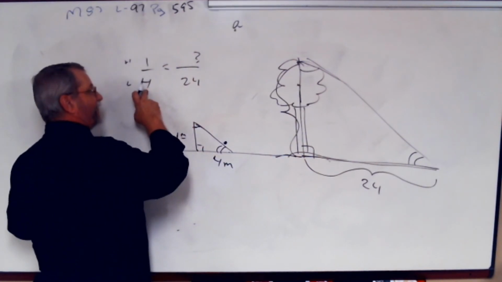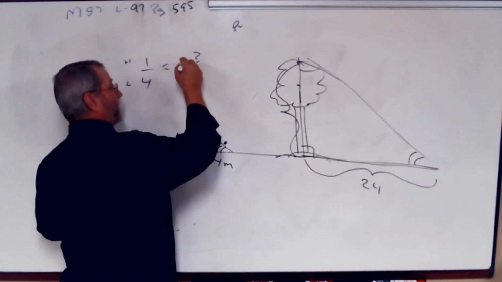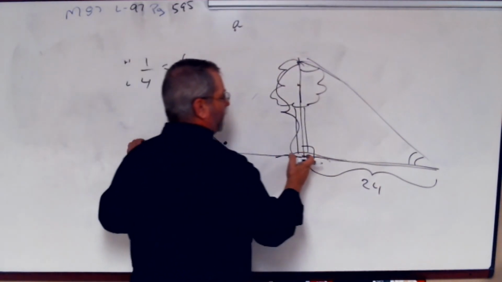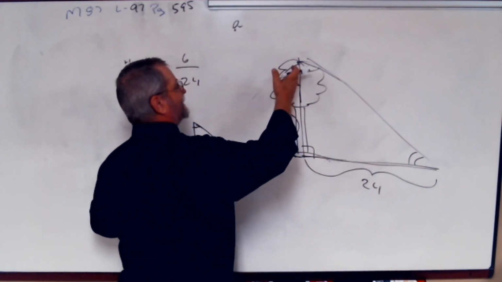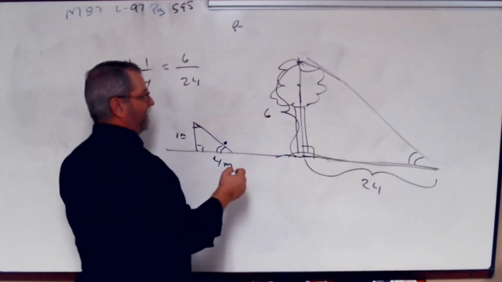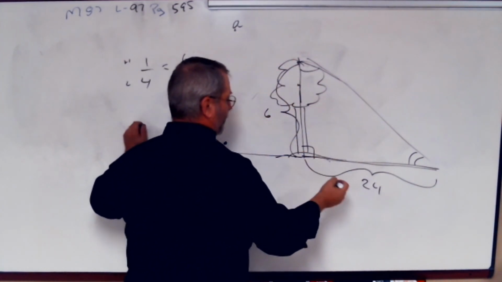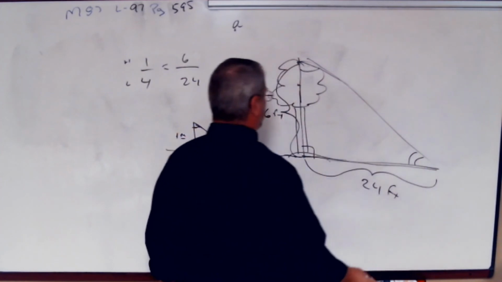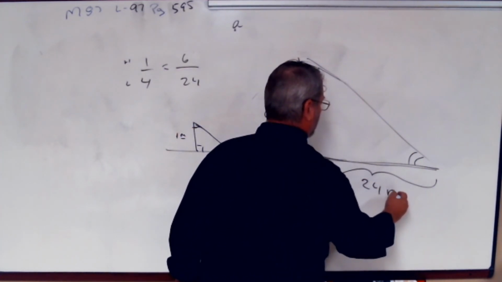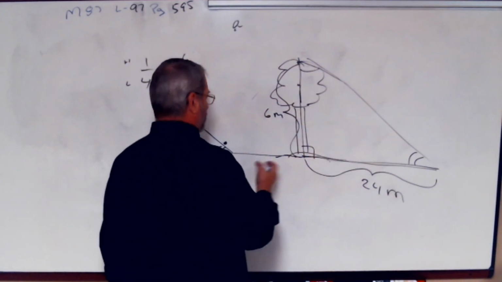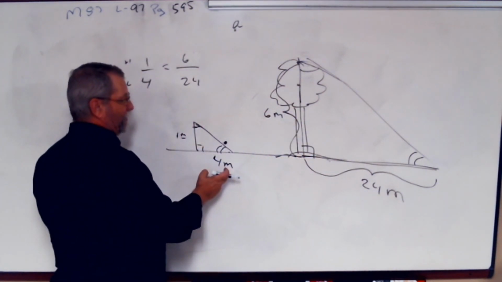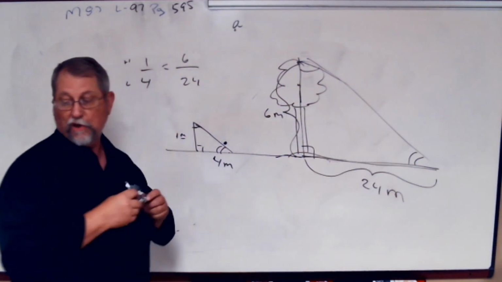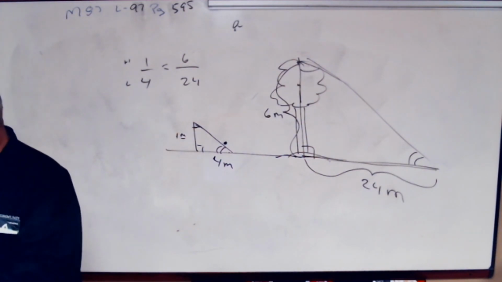24 divided by 4 is 6. Okay, so what that's telling me is if it casts a 24-meter shadow, then it's 6 tall. If I'm doing this, or meters if you want. Let's do meters. So if my 1 meter stick casts a 4 meter shadow, then my shadow over here is 24 meters. The height of my tree is 6. It's called indirect measure. Indirect measure.